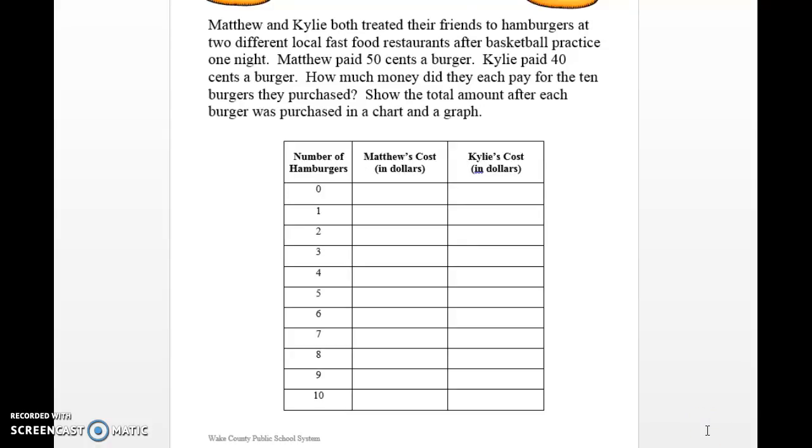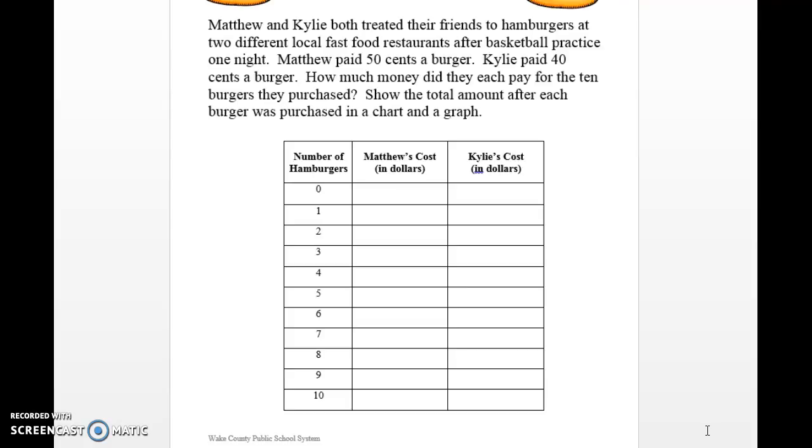Matthew and Kylie both treated their friends to hamburgers at 2 different local fast food restaurants after basketball practice one night. Matthew paid 50 cents a burger. Kylie paid 40 cents a burger. How much money did they each pay for the 10 burgers that they purchased? Show the total amount after each burger was purchased in a chart and a graph.